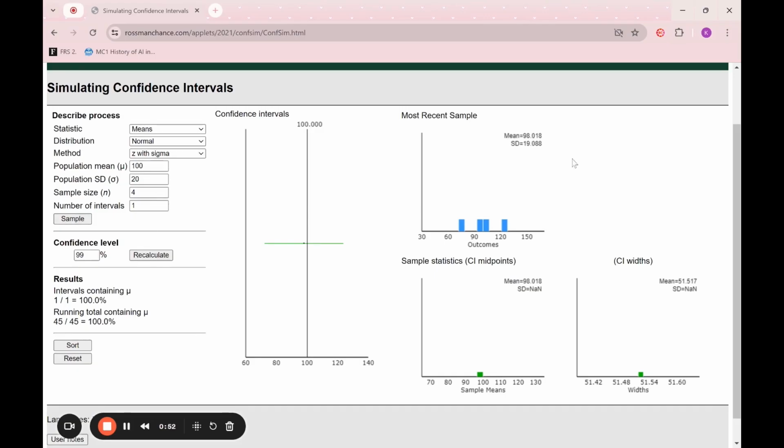Now we're going to do the same thing, but this is from method 1, sorry guys. It's going to be mean, normal, but instead of z with sigma, it's going to be t, and we're going to sample until we get to 30 seconds or 45 samples again. Every time it goes out of the 100, we're going to say bingo. Bingo!